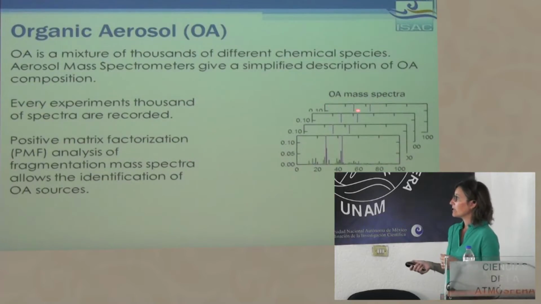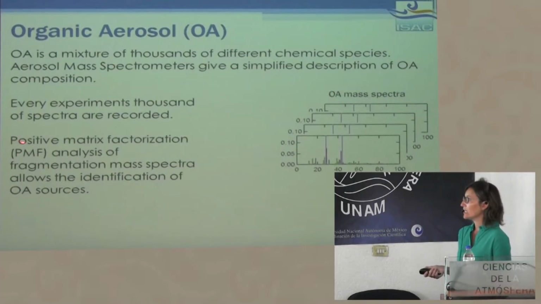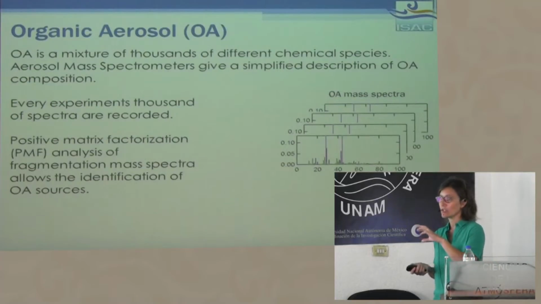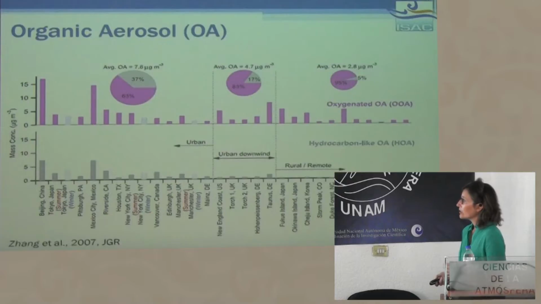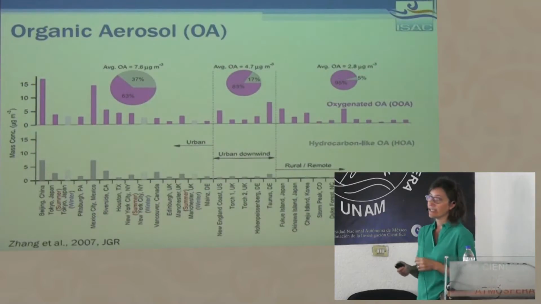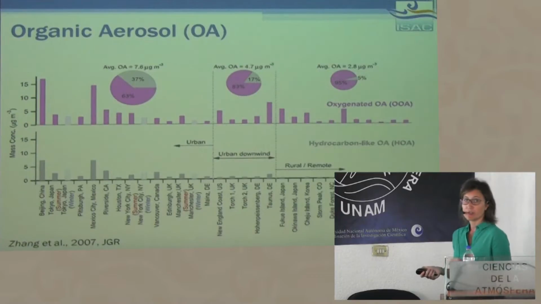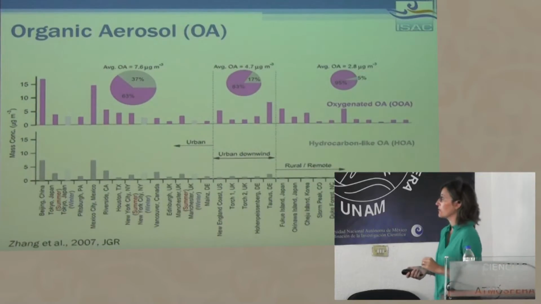To analyze them, you use multivariate statistical analysis. Usually, we use positive matrix factorization analysis, which allows us to identify the different sources or components of the organic aerosol. So here, this is the same study that I showed you below.